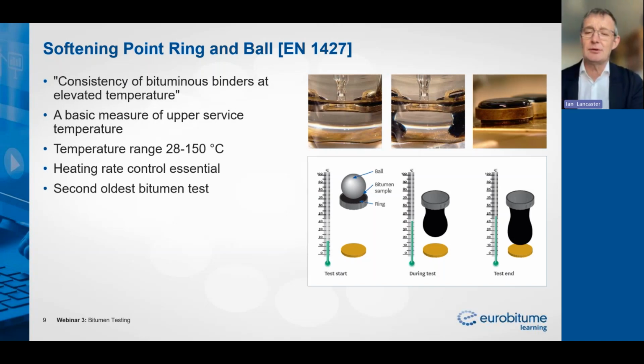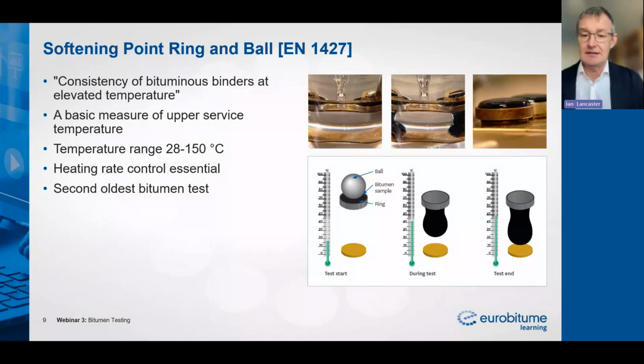It's very, very important when we're carrying out the softening point test to have very precise control over the heating rate, or we can get some quite significant errors starting to creep in. So we really need to make sure that we control the heating rate very accurately. And softening point ring and ball is the second oldest of the bitumen test methods. You can see both in the photographs and in the graphic below how the test operates.